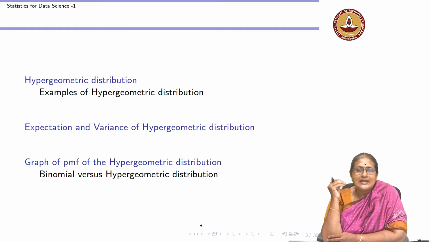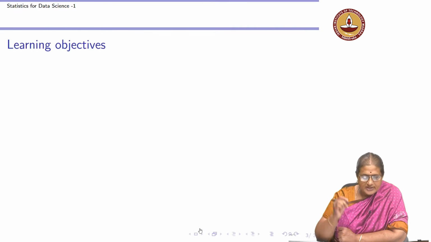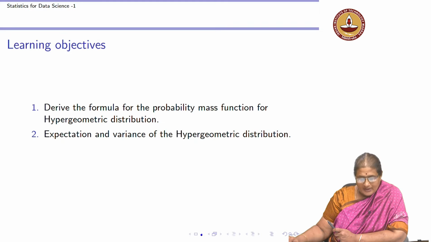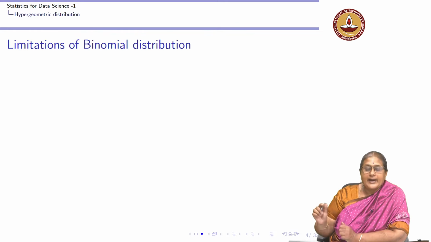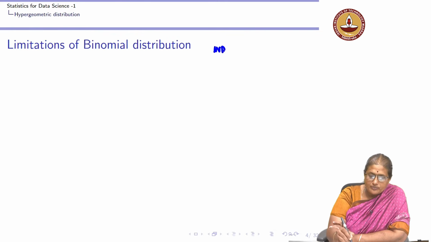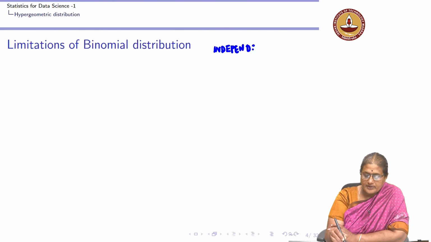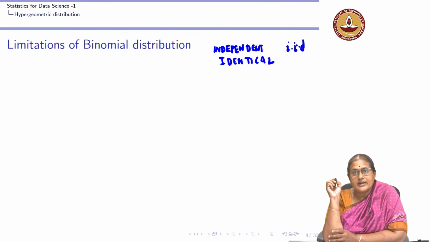Now, what is the need to understand the hypergeometric distribution? If you recall, when we did the binomial distribution, one of the most important things we said was that the trials have to be independent and identically distributed. So, these were two important things. The first thing was independent and the second was identical. In other words, we call them IID, independent and identically distributed.